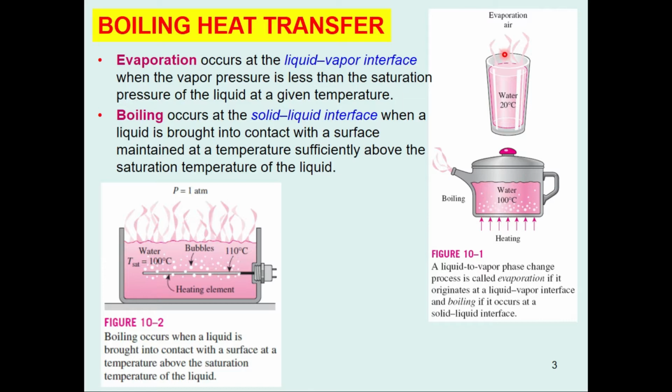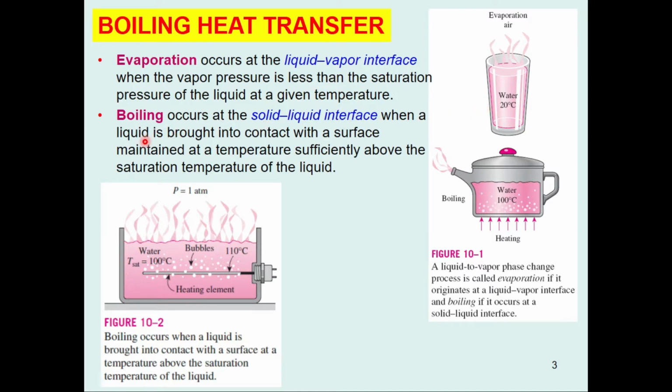So when does evaporation take place? Here is the definition: when the vapor pressure is less than the saturation pressure of the liquid at any given temperature, that is the point where evaporation takes place. So it is always at the vapor-liquid interface. This is the example of the evaporation process.